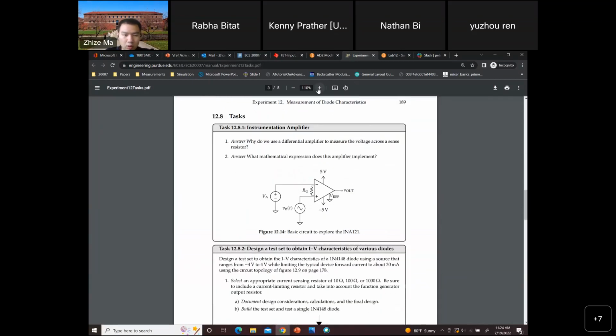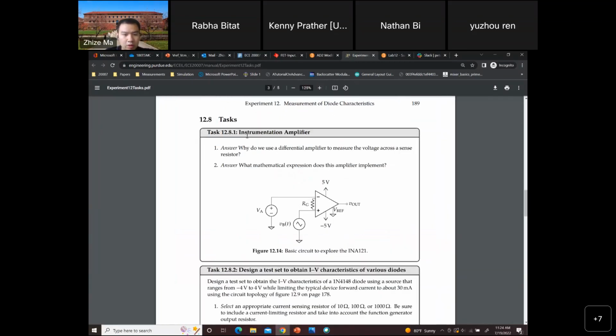Task one is also just a Q&A. You just need to answer these two questions, and you don't have to write an objective and conclusion for task one. The instrumentation amplifier is INA121, so try to look for the datasheet of this one. You should be able to find more information related to this amplifier.